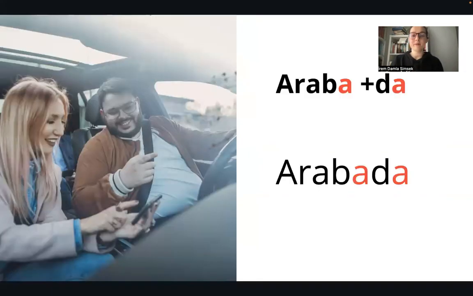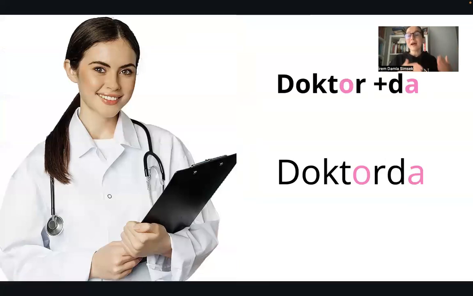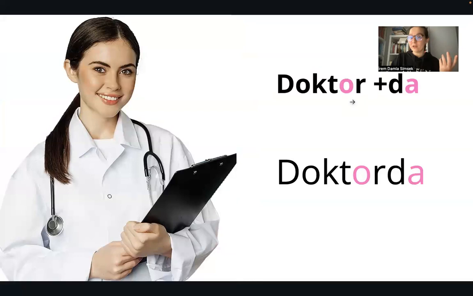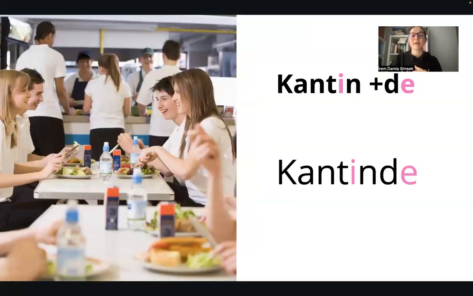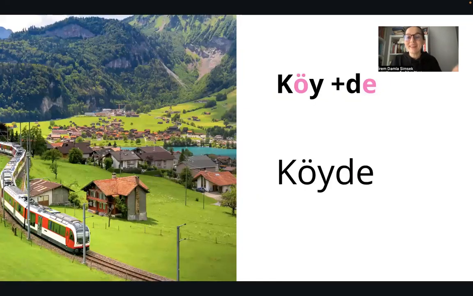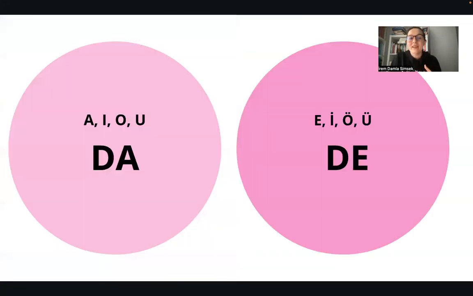For example, remember the previous lesson, araba, it means car, arabada, in the car. And doctor, the doctor's, doktorda, at the doctor's. So you have to check the final vowel of the word. Kantin, canteen, as you see, we have a and e, but we check the last vowel. Kantinde, at the canteen, in the canteen. Telefonda, on the phone. Köyde, in the village. So you see some changes. Evde, at home.